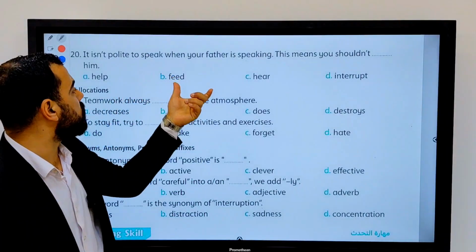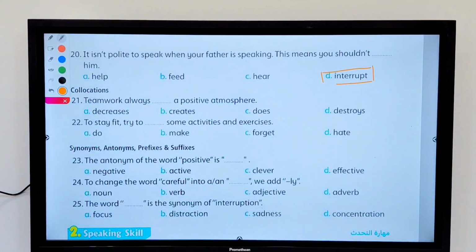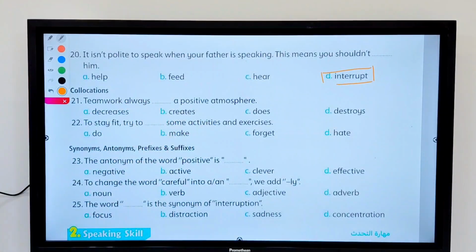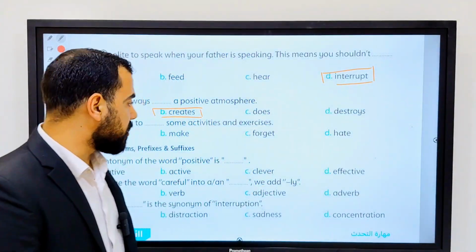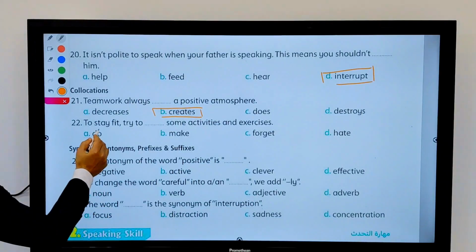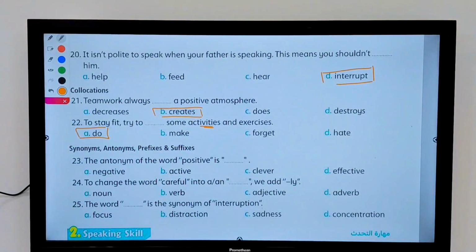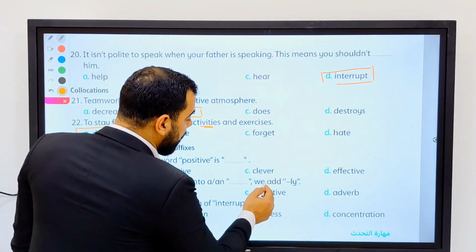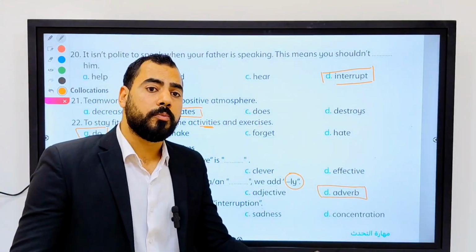Okay. It isn't polite to speak when your father is speaking. This means you shouldn't interrupt him. You shouldn't interrupt your father. Okay. Teamwork always creates a positive atmosphere. Okay, it makes it available to be in a positive atmosphere, for example. To stay fit, try to do some activities and exercise. Synonyms and antonyms, prefixes and suffixes. The antonym of the word positive, the opposite, is negative. To change the word careful into an adverb, we add ly. So careful is an adjective, we add ly to careful to become an adverb.